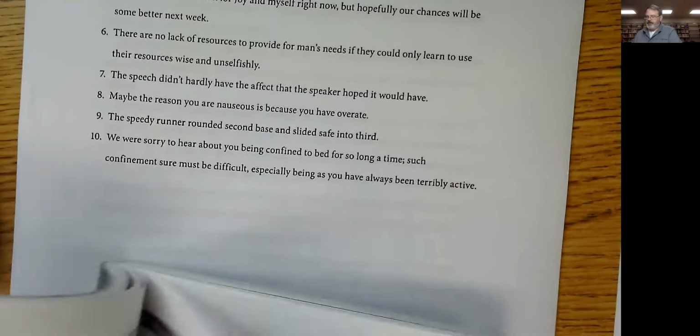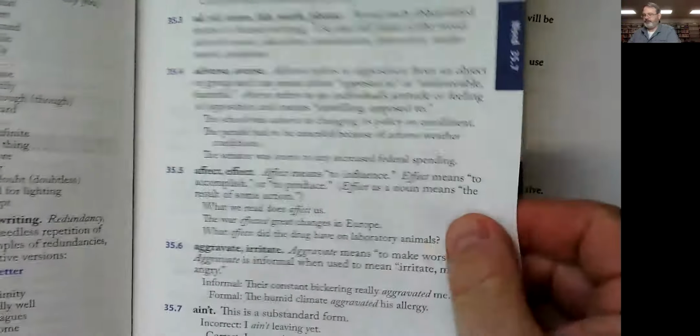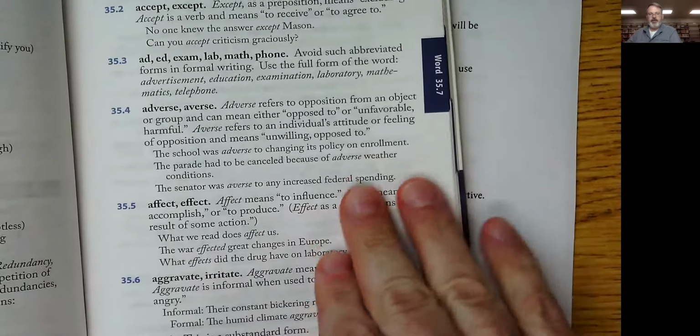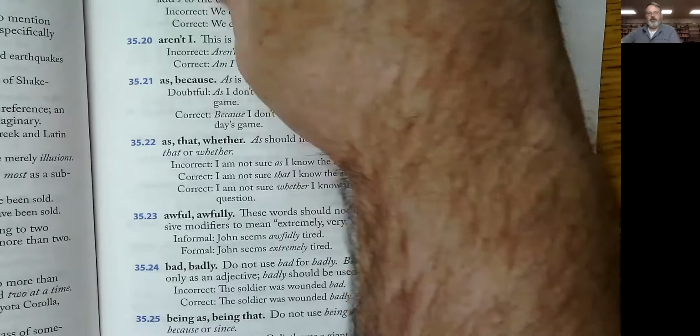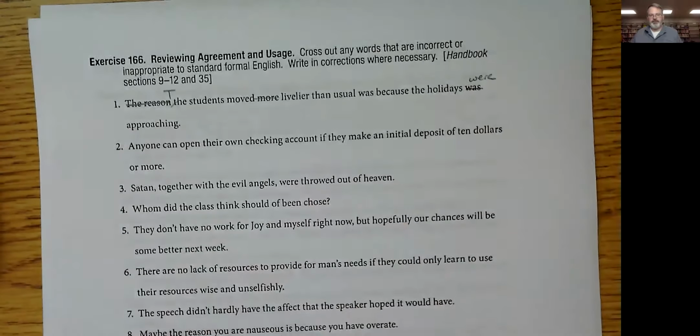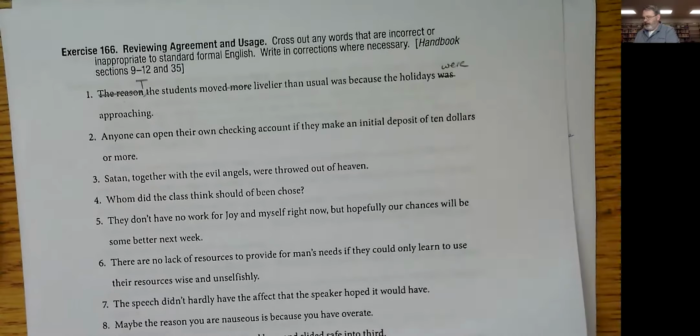And we use that extensively in the last section. Number 35 is glossary of diction. And you've got page after page of words and phrases and their correct usage. Okay, so that's how you're going to find the answers on page 96. Now let's look at 97.